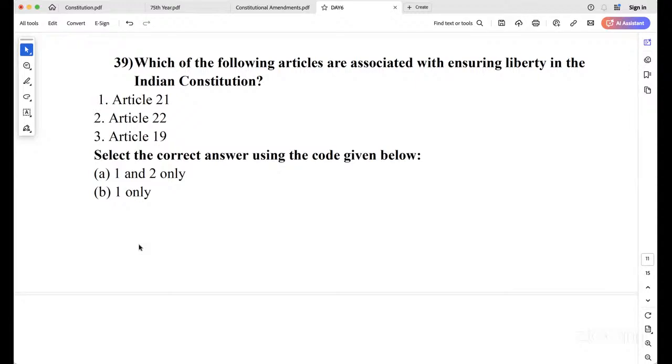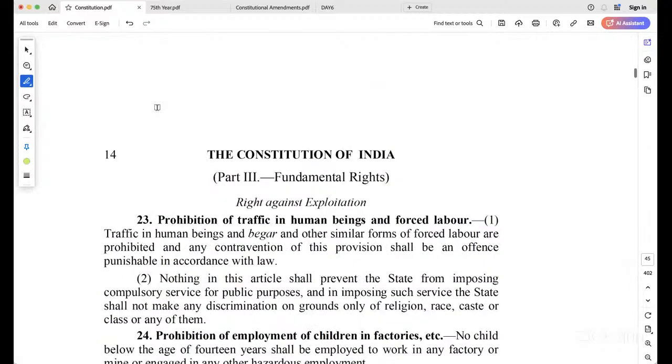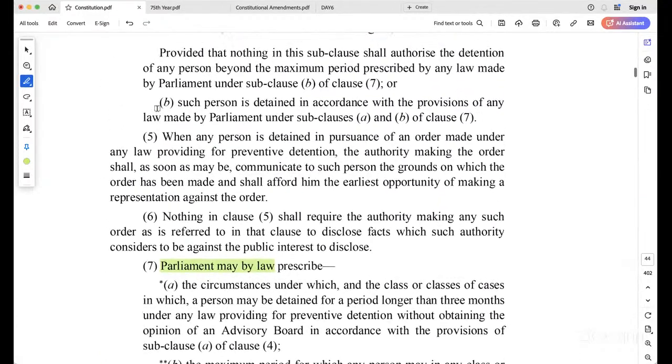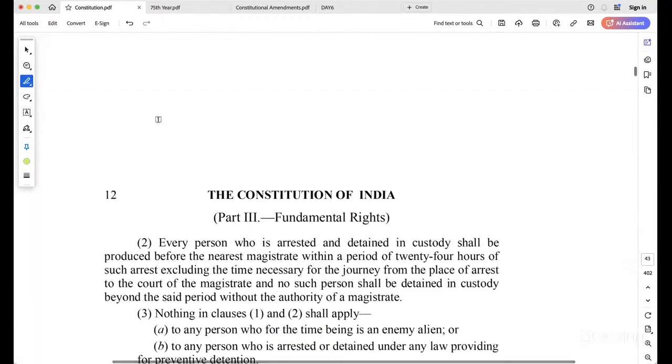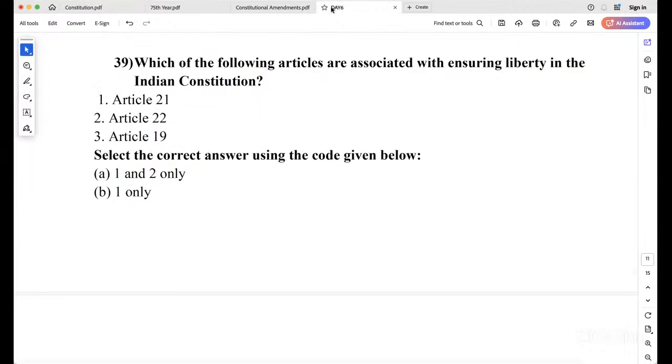Next, Article 22. What is it talking about? Protection against arrest and detention. Next, Article 19. Freedom of speech and expression. All these things will come, like assembly, association, movement, residing, everything will come there. Okay. So all these three articles ensure liberty.